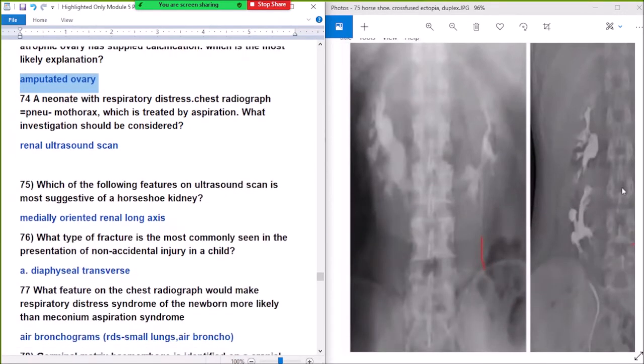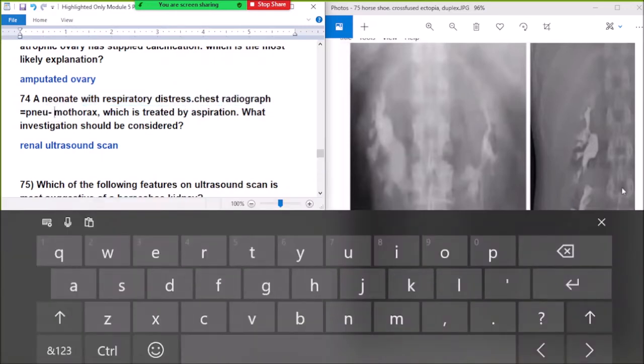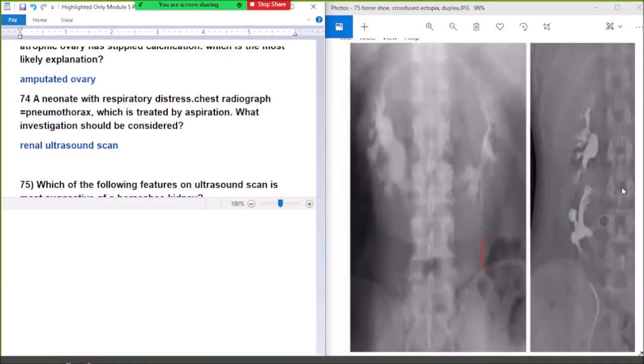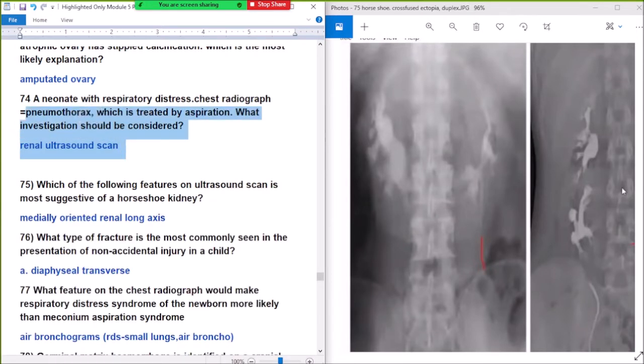Question 74. A neonate with respiratory distress. Chest radiograph shows pneumothorax, which is treated by aspiration. What investigation should be considered? Renal ultrasound scan. Because when a neonate has respiratory distress like this, it is also associated with kidney anomalies.